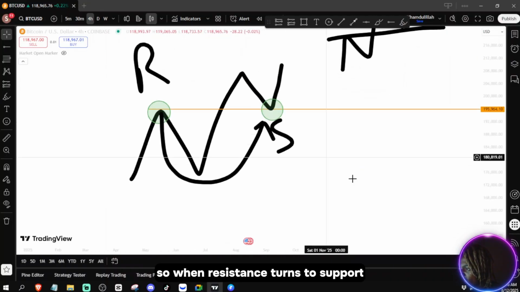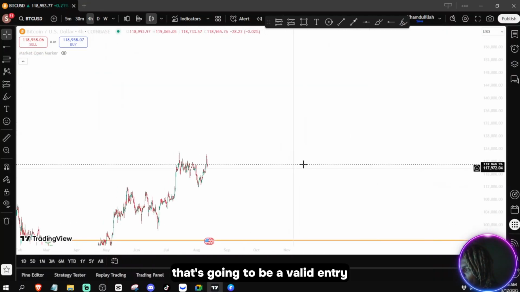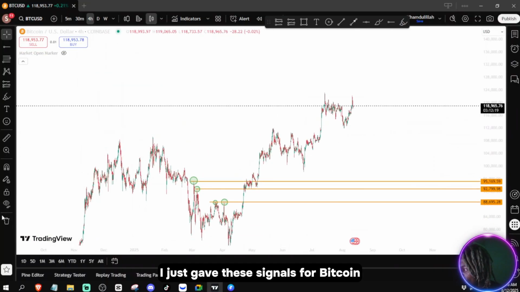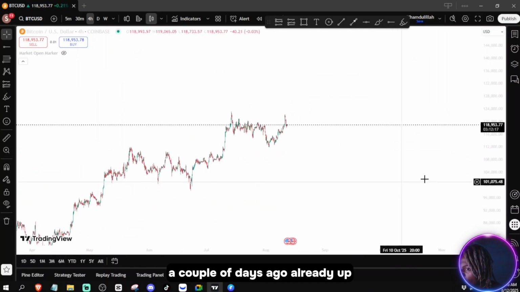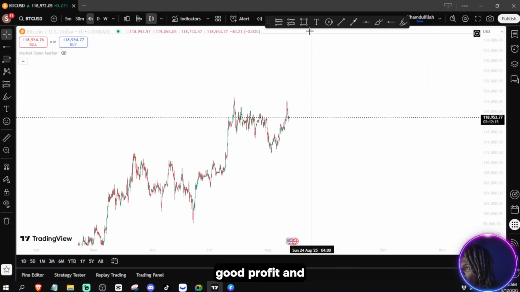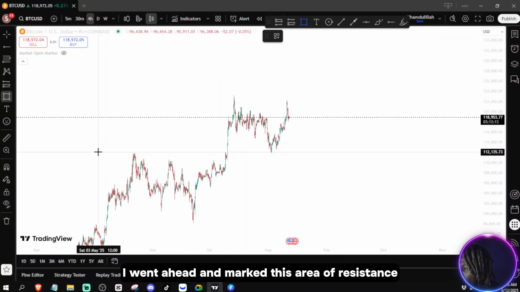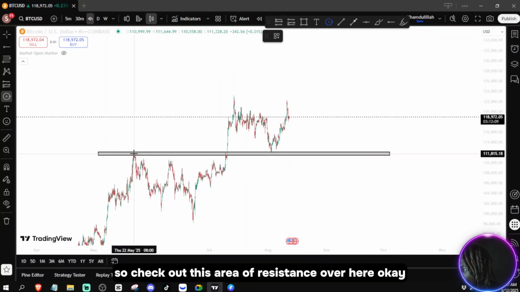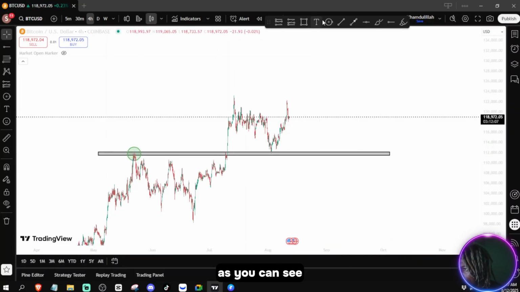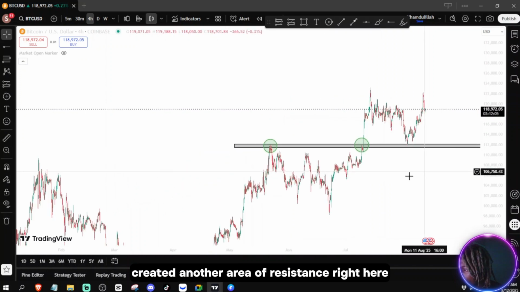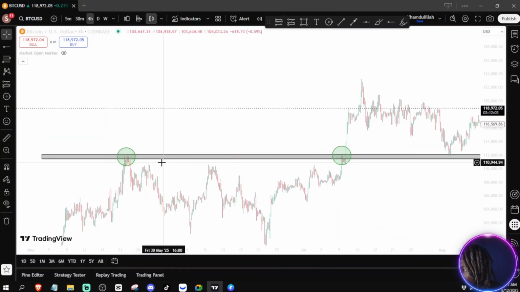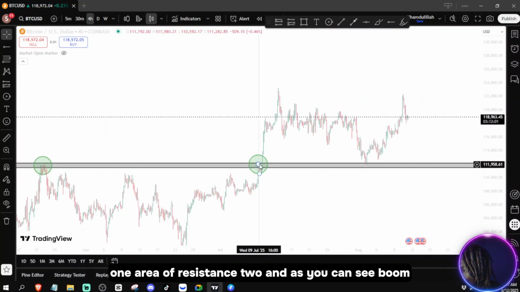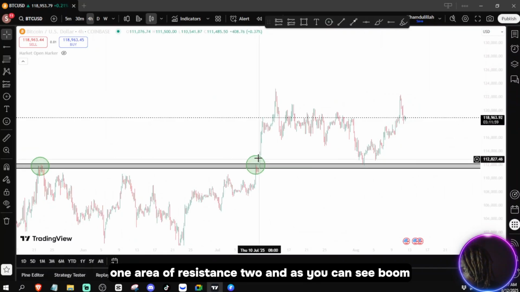So when resistance turns to support, that's going to be a valid entry. I just gave these signals for Bitcoin a couple of days ago, already up good profit. I went ahead and marked this area of resistance over here. Check out this area of resistance. As you can see, it created another area of resistance right here, the same area twice. One area of resistance, two. And as you can see, boom, got a 4-hour close.